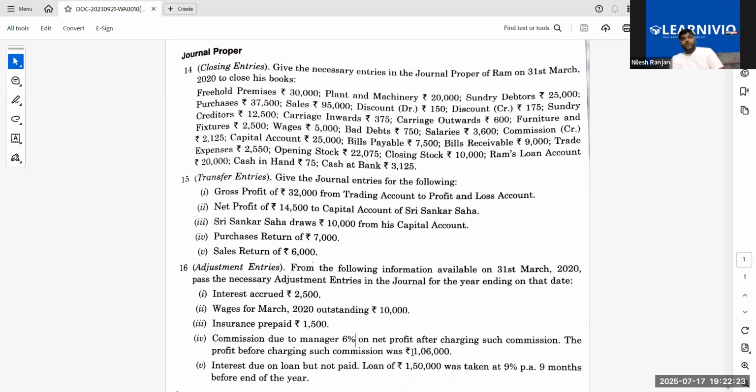Next is interest due on loan but not paid. Loan of 150,000 was taken at 9% per annum, 9 months before the end of the year. So we have used the loan for only 9 months. So 1,50,000 into 9% into 9 by 12. This is how we have to calculate. 9 by 12 we have to use. After you have calculated the interest, it will be interest on loan account debit to loan account.